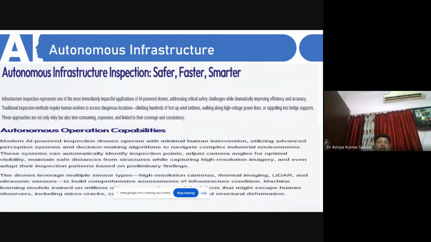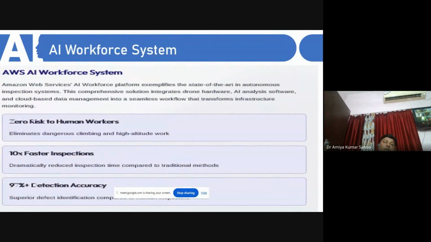This is related to safer, faster, smarter, which makes our autonomous infrastructure inspection. This can be possible by the help of drone technology. The drones leverage multiple different types of sensors, such as high-resolution cameras, thermal imaging, and ultrasonic sensors, to build comprehensive assessments of infrastructure.